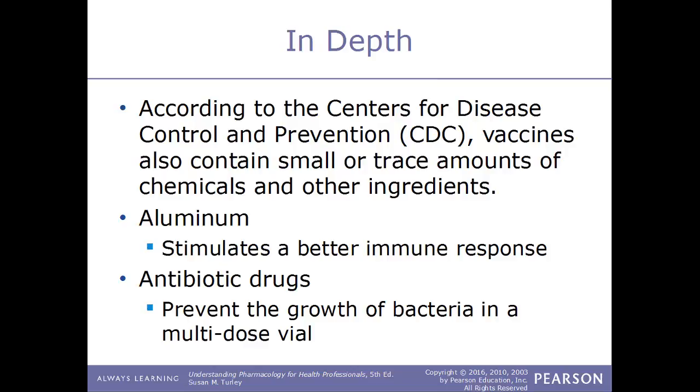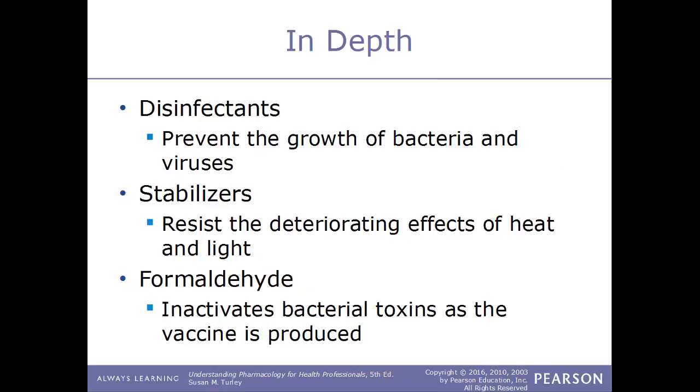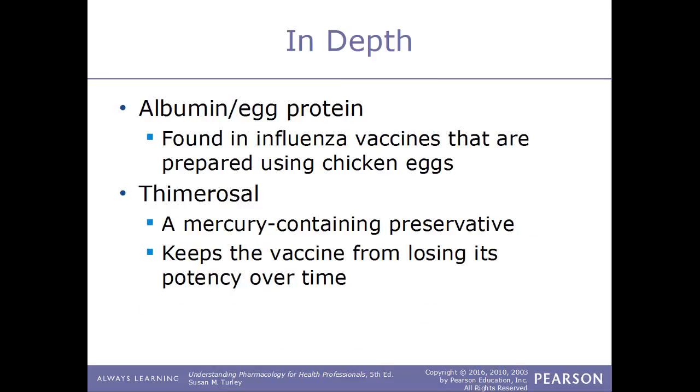Now I'll talk a little bit more in depth about how vaccines are prepared. According to the CDC, vaccines also contain small or trace amounts of chemicals or other ingredients. Some of these include aluminum, which is there to help stimulate a better immune response. Could be antibiotic drugs, which prevent the growth of bacteria in a multi-dose vial. Disinfectants prevent the growth of bacteria and viruses. Stabilizers are there to resist the deteriorating effects of heat and light. Formaldehyde will inactivate bacterial toxins as a vaccine is being produced. Albumin and egg proteins are found in influenza vaccines that are prepared using chicken eggs.